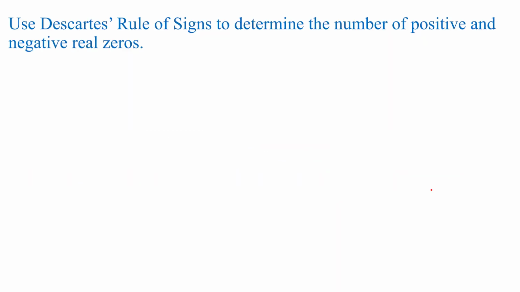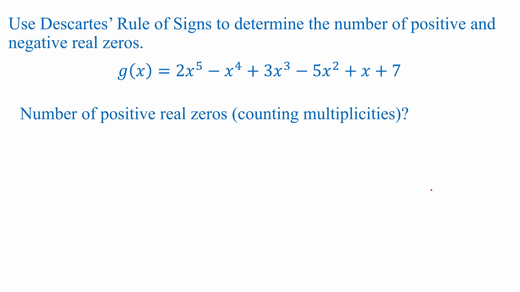Let's look at another example where this time we use Descartes' rule of signs to determine the number of positive and negative real zeros of g of x equals 2x to the 5th minus x to the 4th plus 3x cubed minus 5x squared plus x plus 7. Okay, let's start by looking for the number of positive real zeros. We have plus, minus, plus, minus, plus, plus. So we change signs 1, 2, 3, 4 times here.